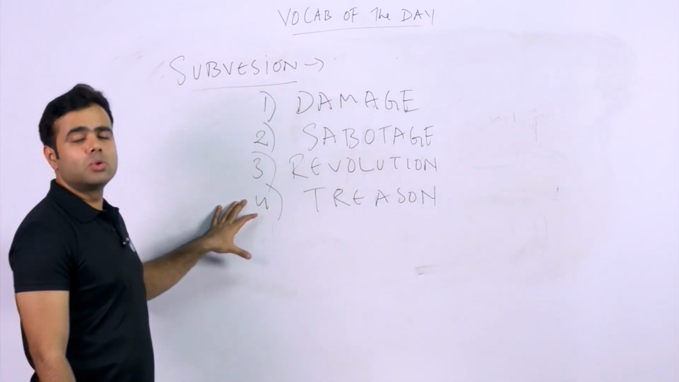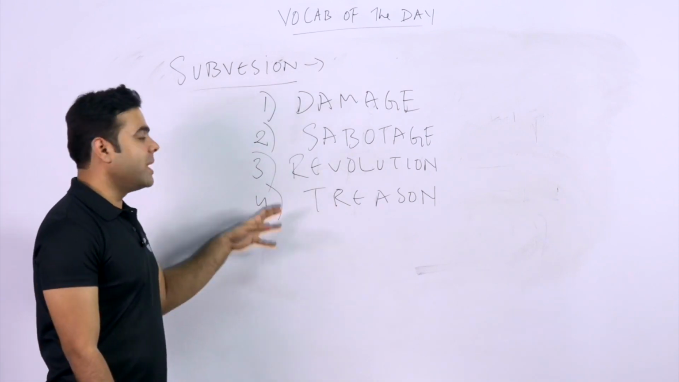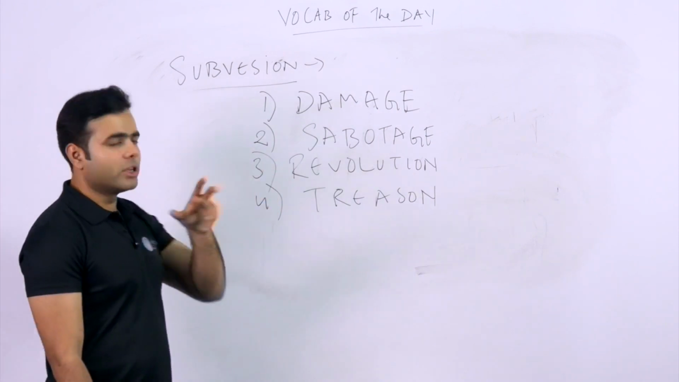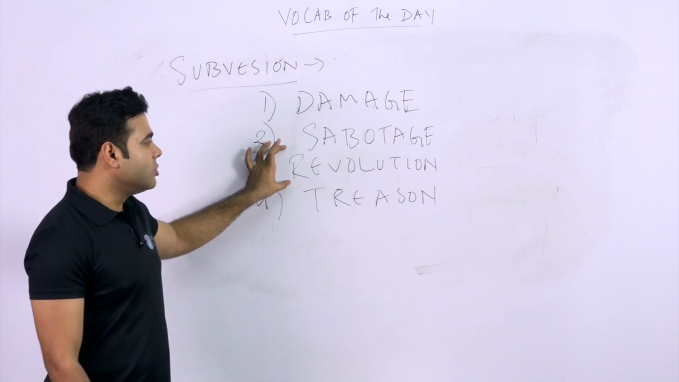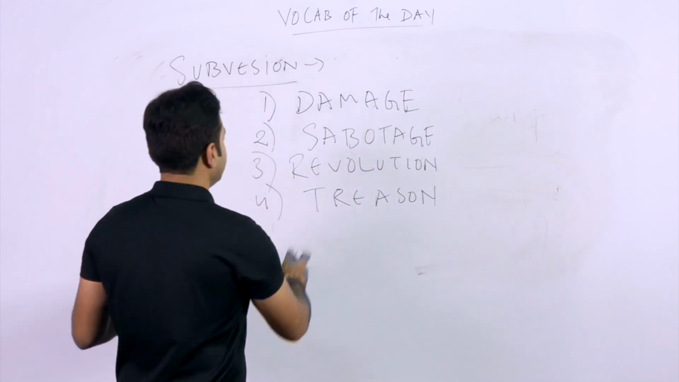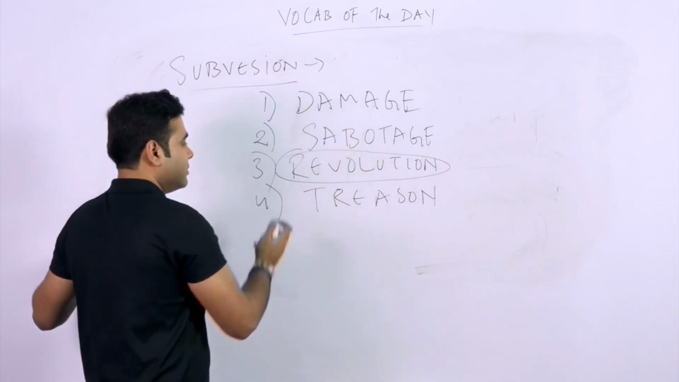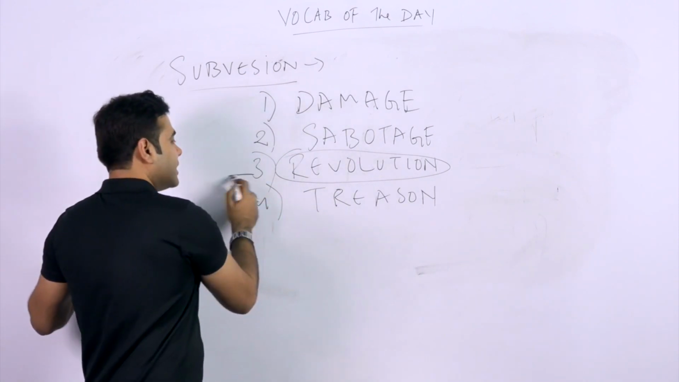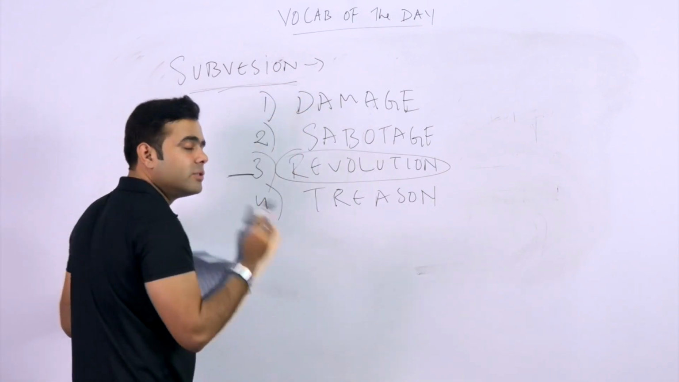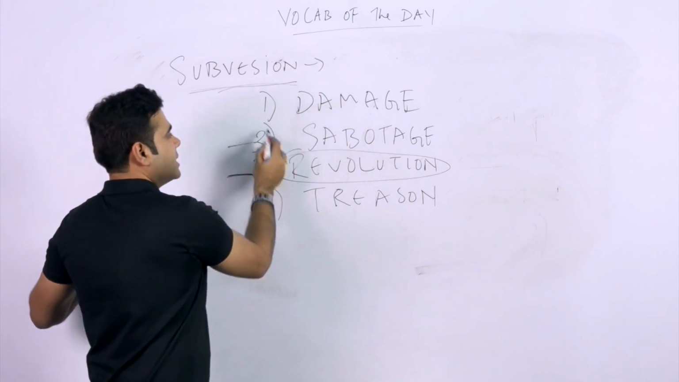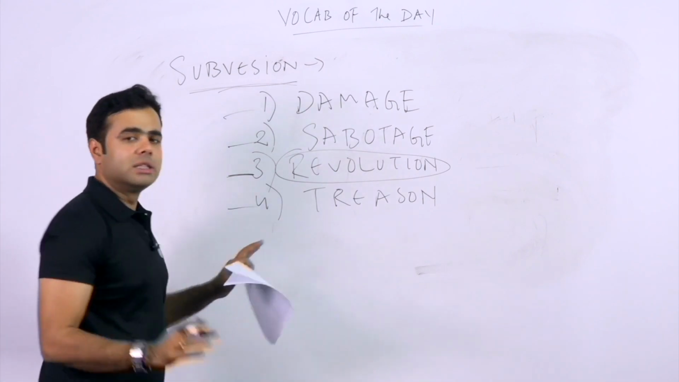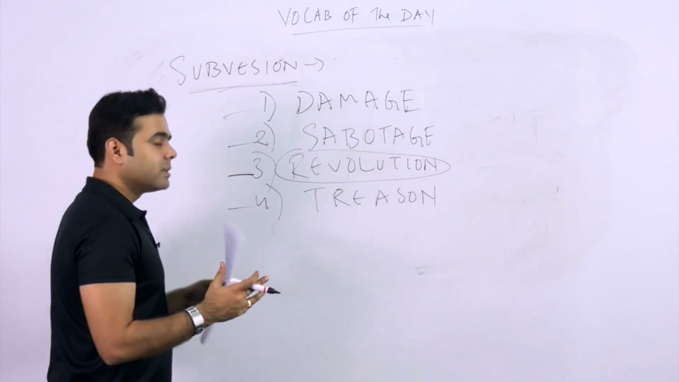Treason again means to harm someone, or cause loss to someone, or to destroy something. It's not a revolution in the usual sense. Revolution is a word which I have taken in the sense of destruction. It's not the revolution which has come, as people use many times. So it's again a word related to subversion, a revolution in the sense of negativity. Sabotage, damage, revolution, and treason are the words which are all interconnected.